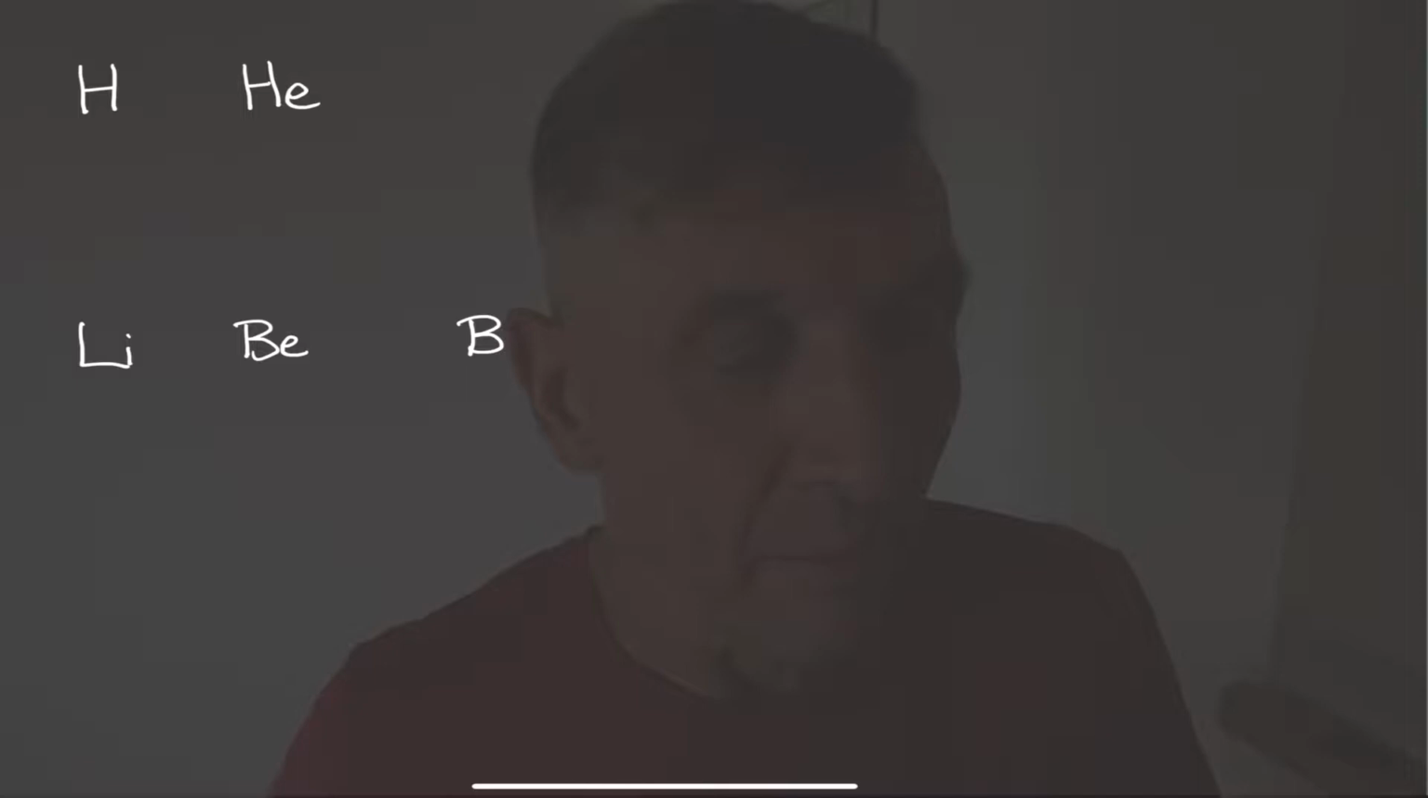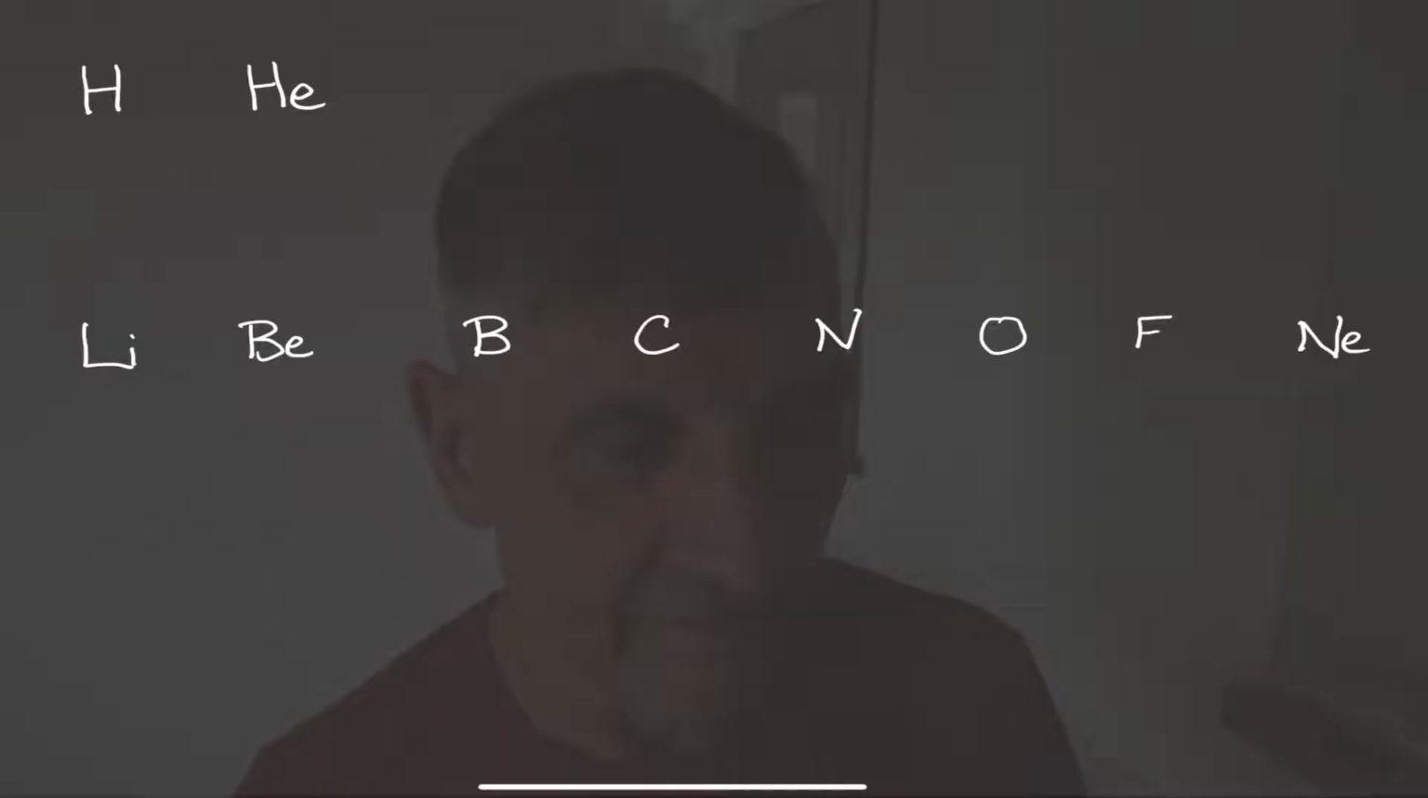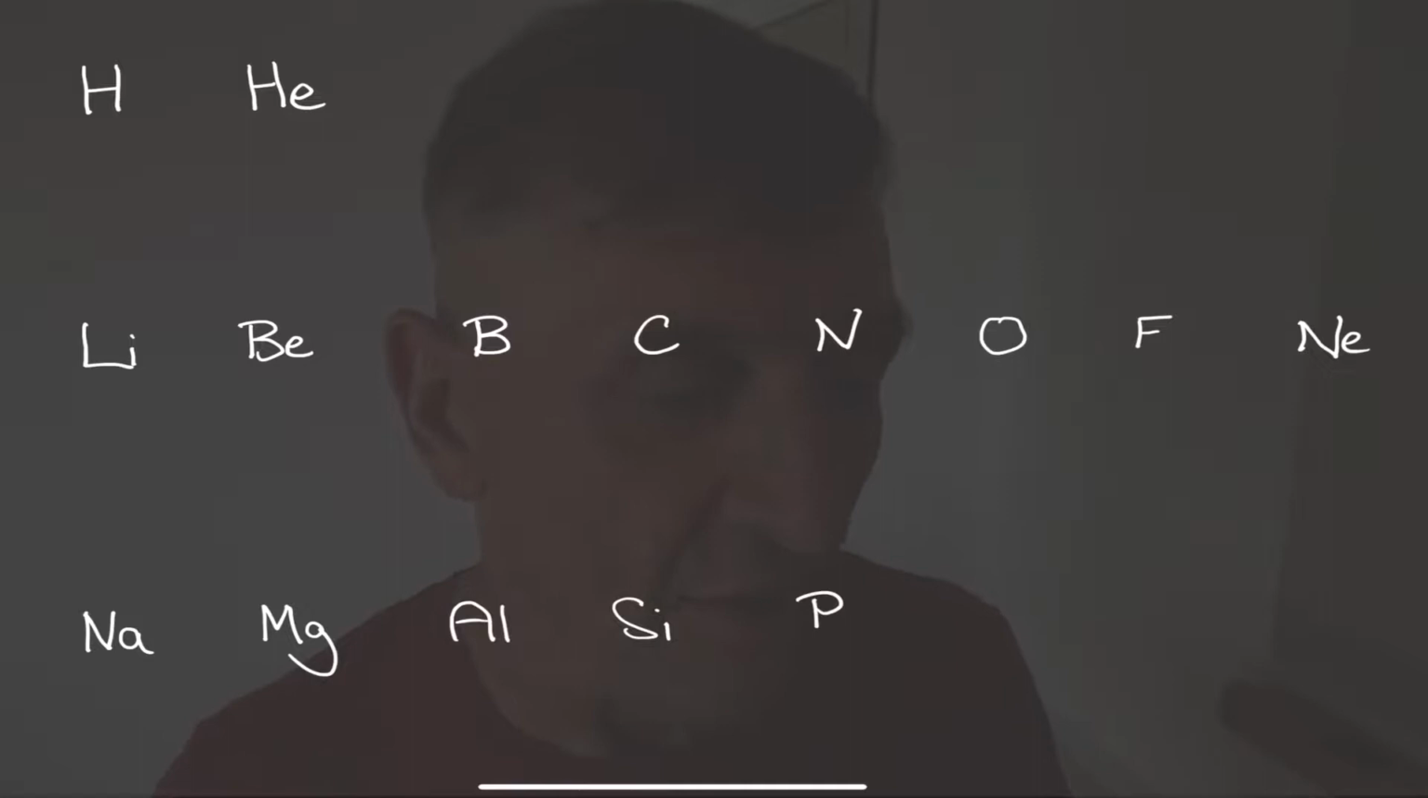The first row, hydrogen and then helium. The second row, lithium, beryllium, boron, carbon, nitrogen, oxygen, fluorine, neon. The third row, sodium, magnesium, aluminum, silicon, phosphorus, sulfur, chlorine, argon.